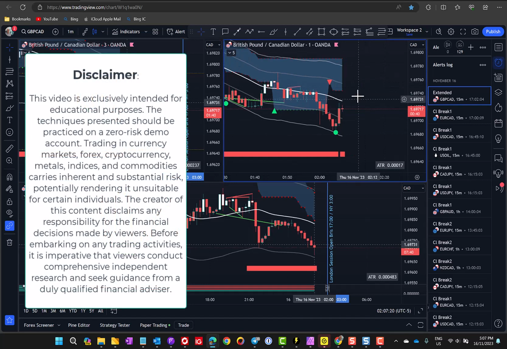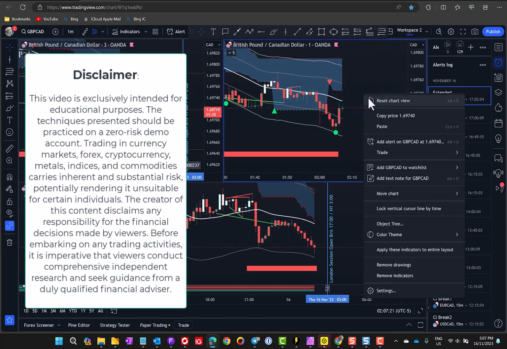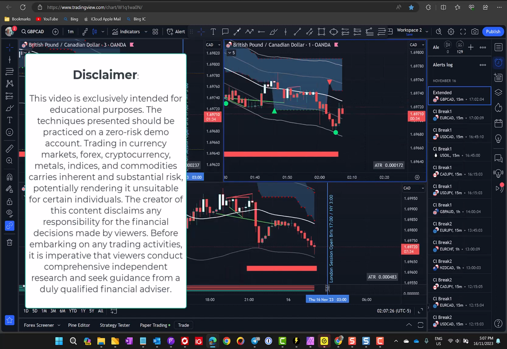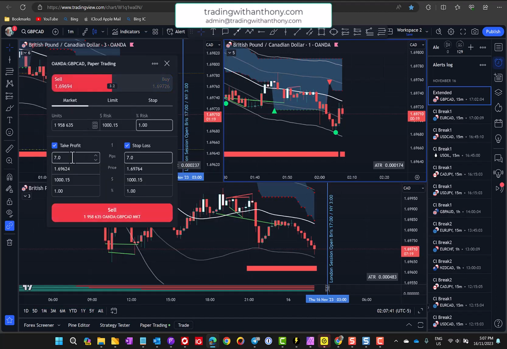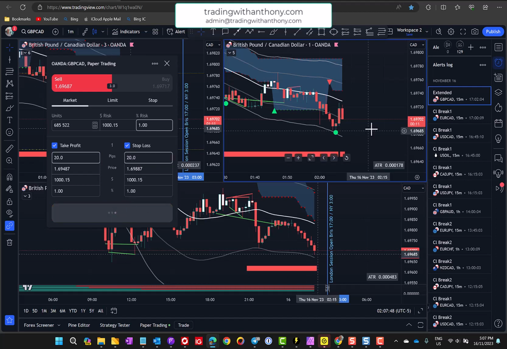Traders, this is what I've been talking about. I just took this trade on a live account, sell right now, market, and I'll explain this. Let's just go with 1% risk. Take profit, I think, is about 20. Stop loss will go 20. We'll just see what that looks like and we'll jump in here.